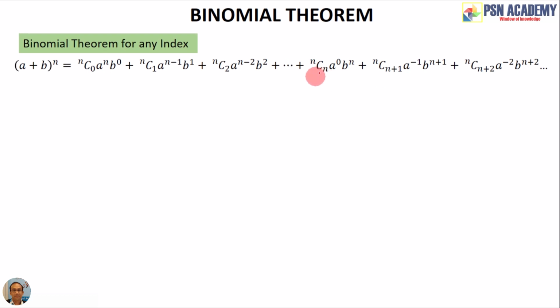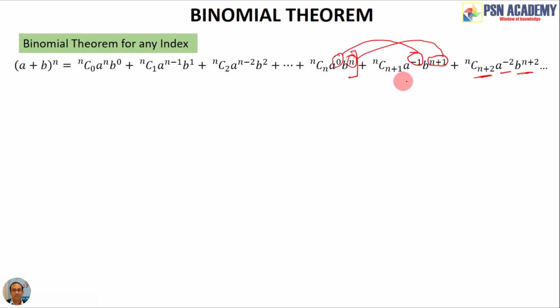So you say that up to n it was all right, but if I go for nC(n+1), and a from 0 goes to minus 1, b raised to n will definitely go to b raised to n plus 1. We expand further, we have another term. So in that case, nC(n+2), a goes to minus 2 and b raised to n plus 2.